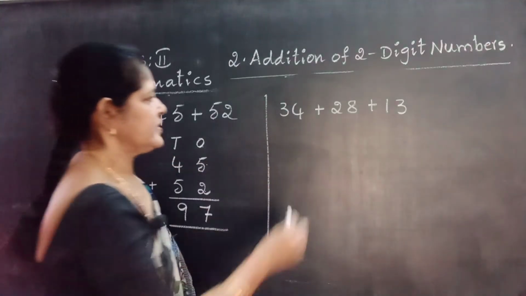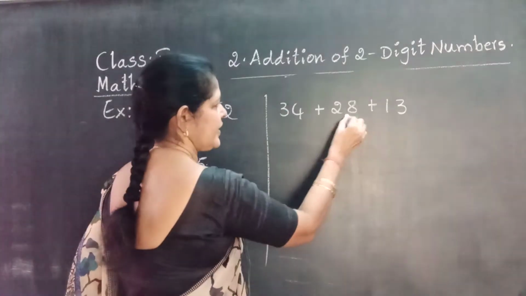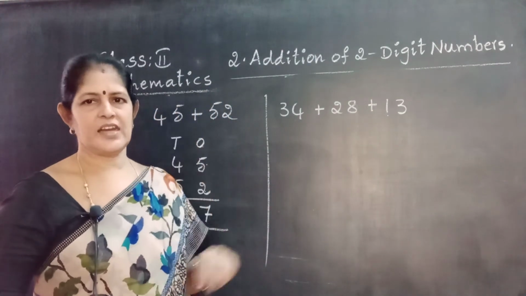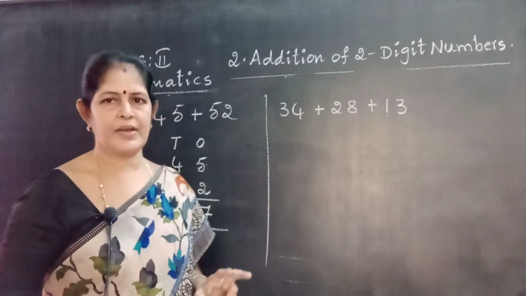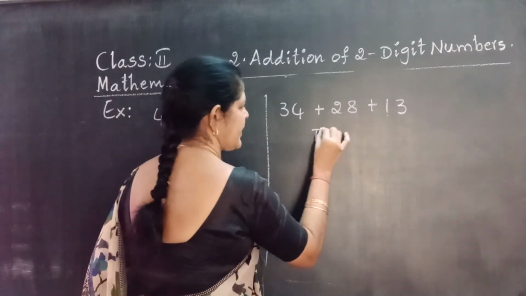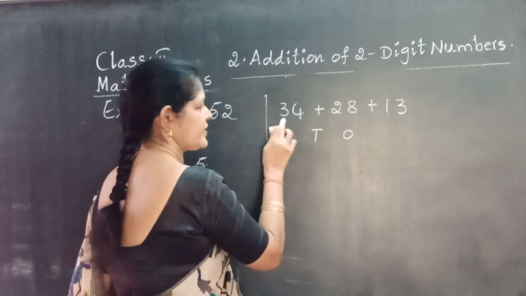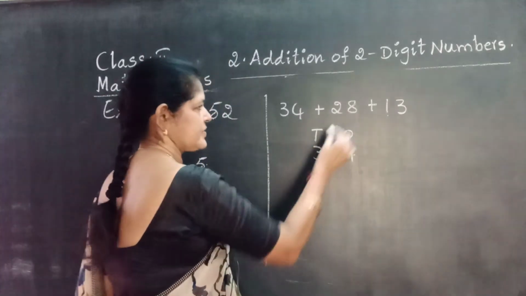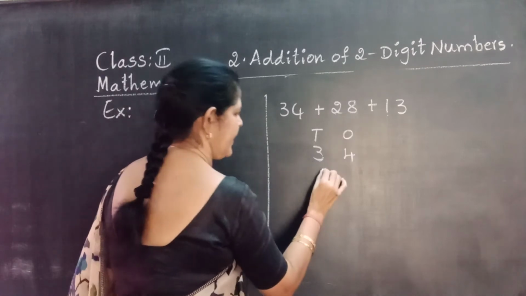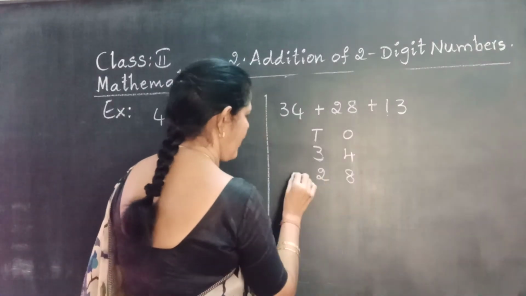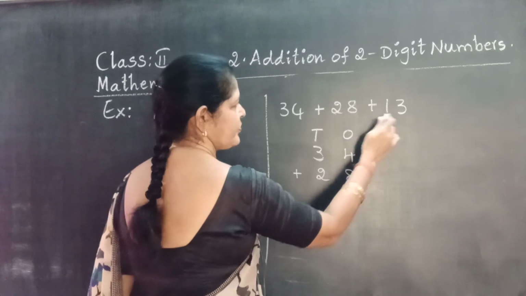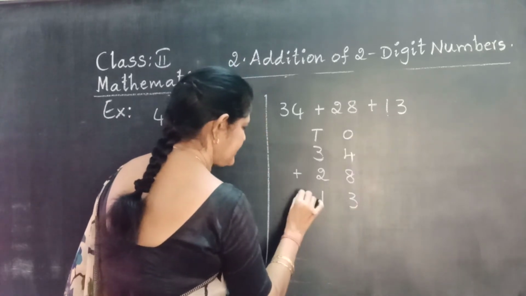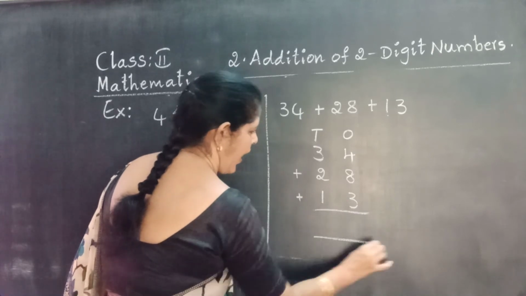Now come to this. 34 plus 28 plus 13. 3 lines, 2-digit addition. All are 2-digit numbers. Put the columns. Tens place, ones place. What is the first number? 34. 3 tens, 4 ones. What is the second number? 28. 2 tens, 8 ones. Put the symbol plus here. Third number 13. 1 ten, 3 ones. Put the symbol plus. Now add.